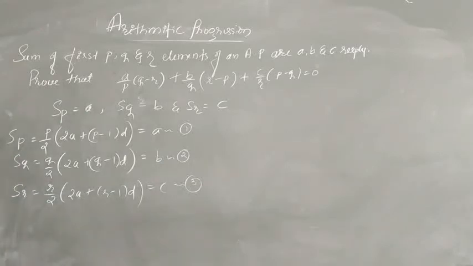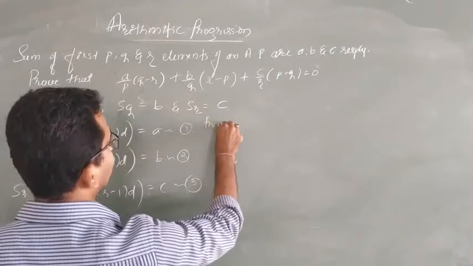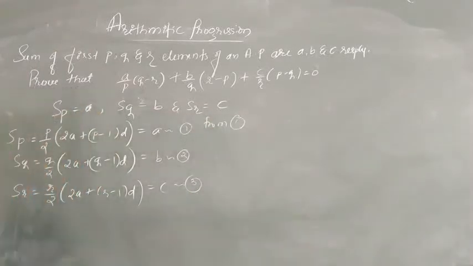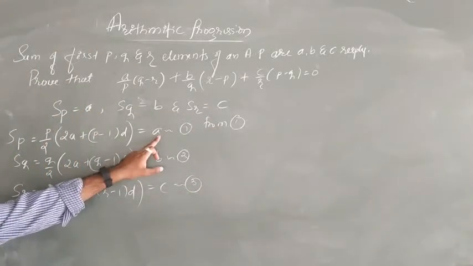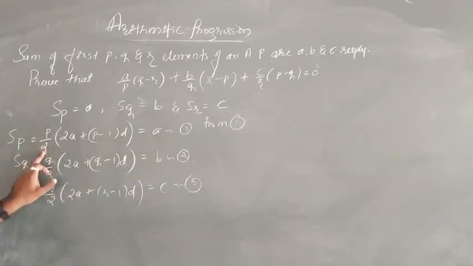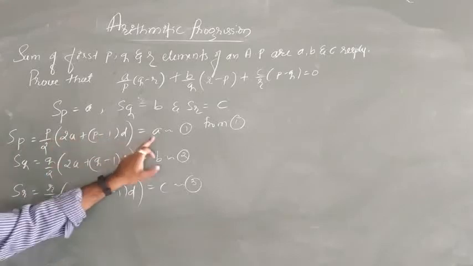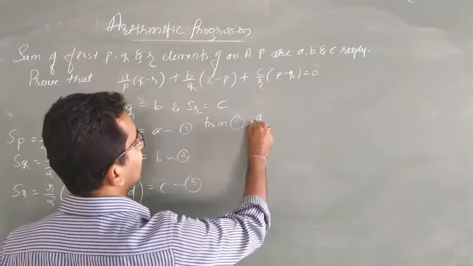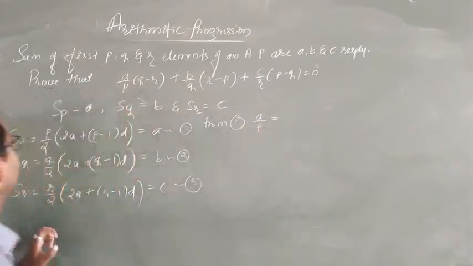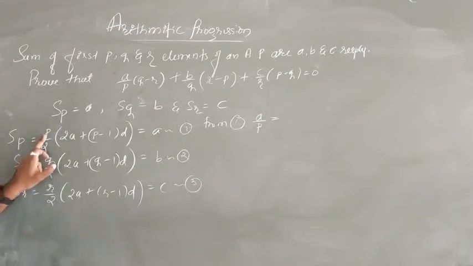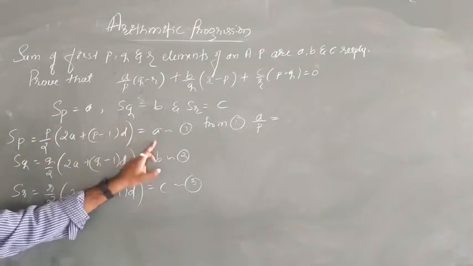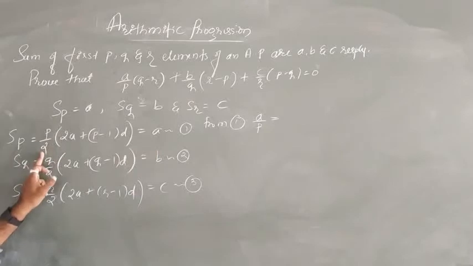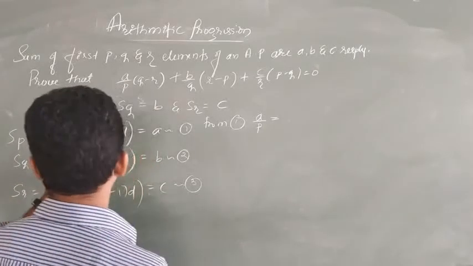What I should have to get? From 1 I will take. From 1, here what I will do? I will take this p to the RHS, then it is becoming a by p is equal to, see, I have taken this p to the RHS, then it is going to the denominator, then this 2 I am going to multiply inside the bracket, and a by p is equal to what we have, that is a.